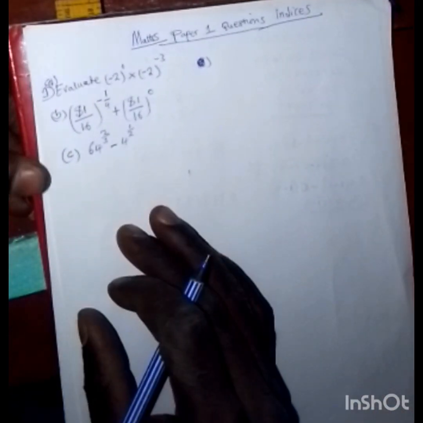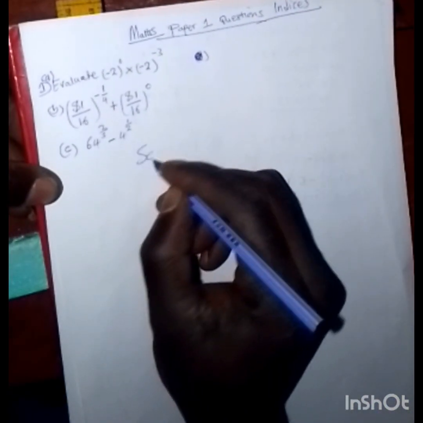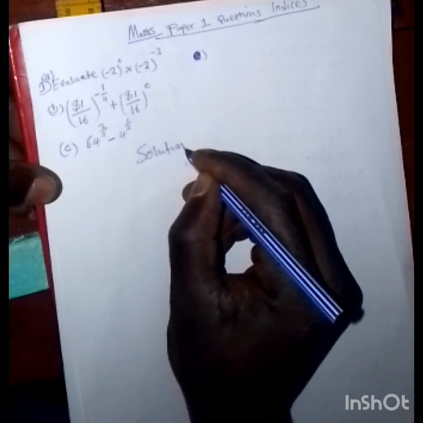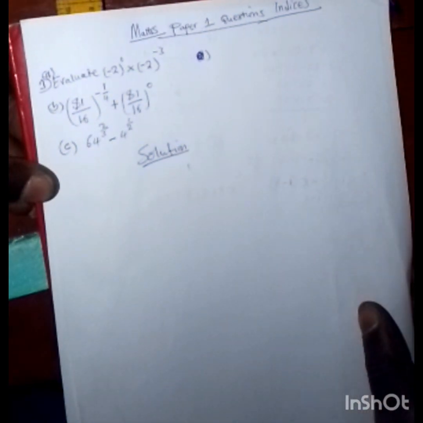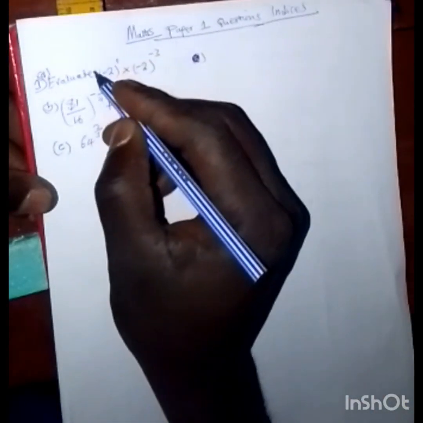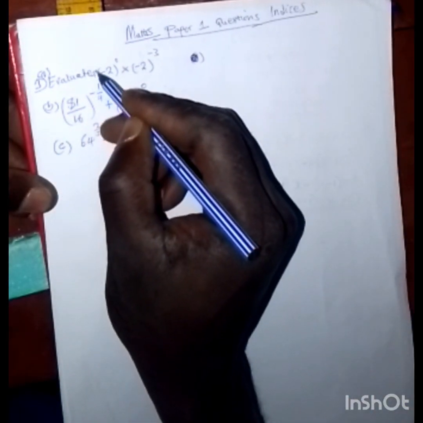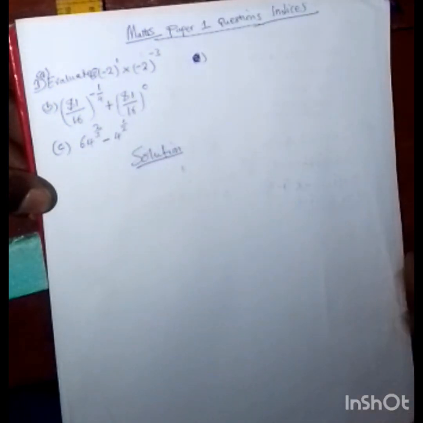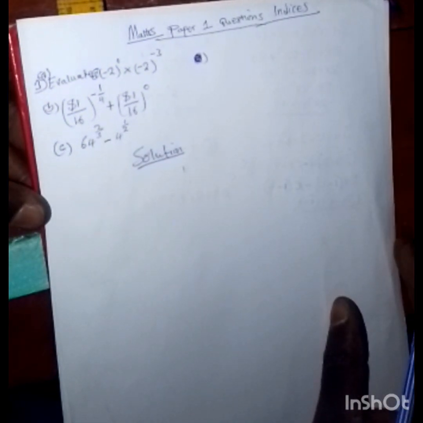Now let us look at the first question. So we're going to write solutions here. The first question says evaluate. So we have got this one. This is our A, this is B, C. We have actually three questions here.